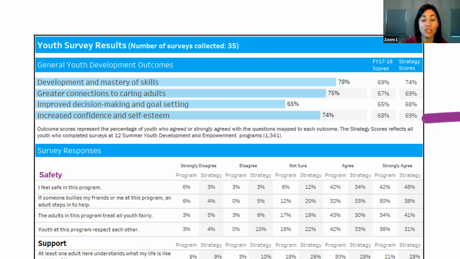Again, we provide strategy level results to allow you to compare your results to those of similar programs. On the following pages, you'll find additional survey results. For youth programs, you will find scores for strategy-specific outcomes, as well as the individual questions that mapped to these outcomes. And for early childhood programs, you'll find the results of additional survey questions that are not tied to your quality or outcome scores.